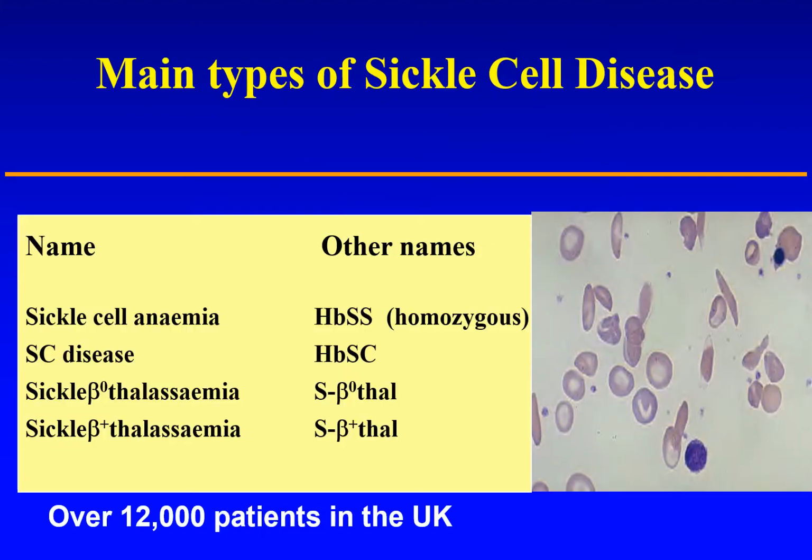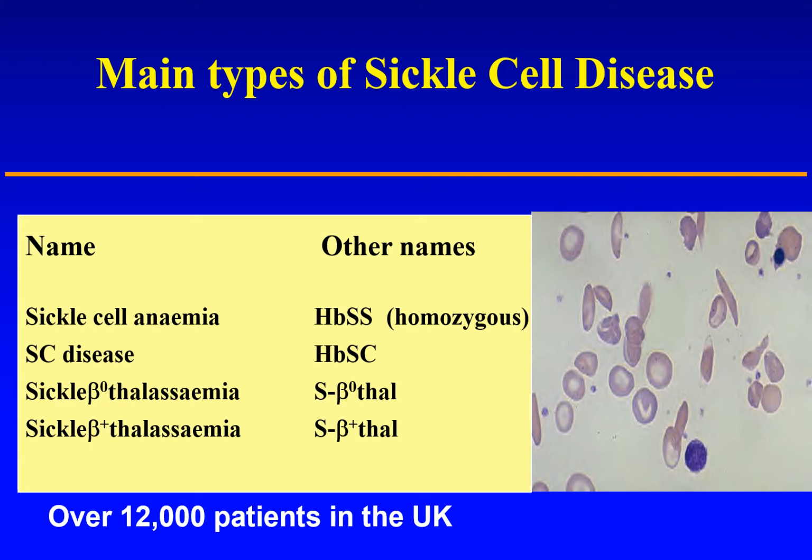So the main types of sickle cell disease, as you can see, are mostly where there is homozygous S. This is a beta chain variant. When this is inherited together, this causes sickle cell anemia. But there are also other beta chain variants when inherited with S can cause sickle cell disease.